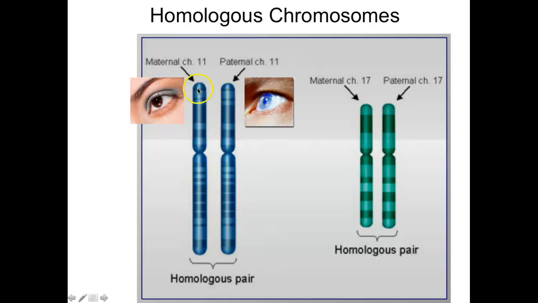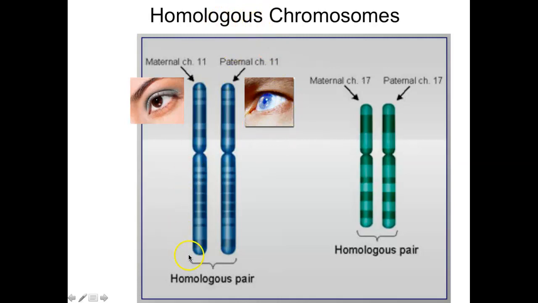So for example, I have eye color, right? So the gene for eye color will be on your mom's chromosome in the same spot that it will be on your dad's chromosome because these chromosomes are similar. But your mom's gene may code for brown eyes and your dad's gene may code for blue eyes. So you'll learn later on that the term for these different variations of the same gene is called an allele. For right now, we're just going to introduce the term homologous chromosome.